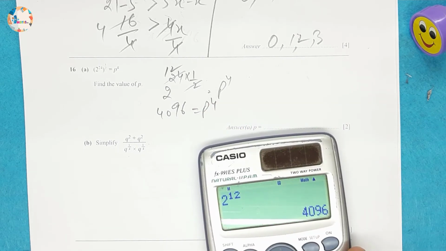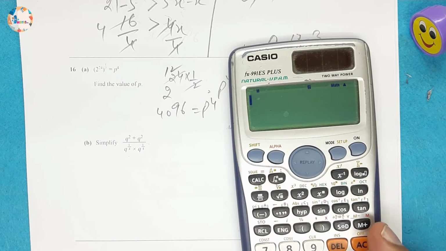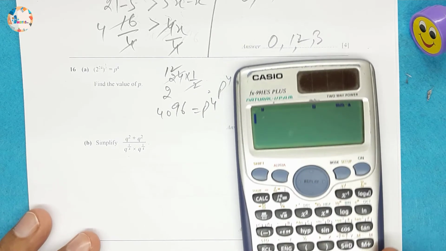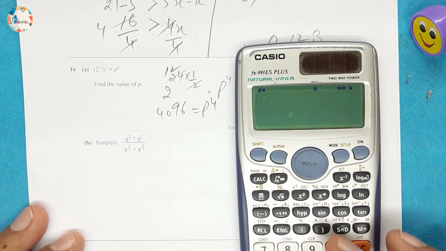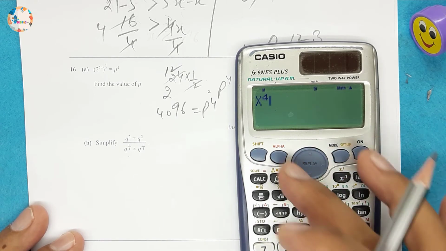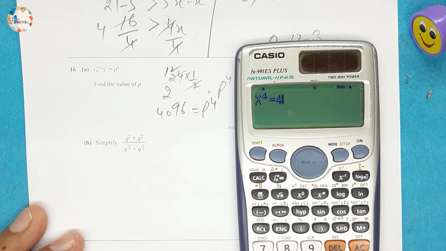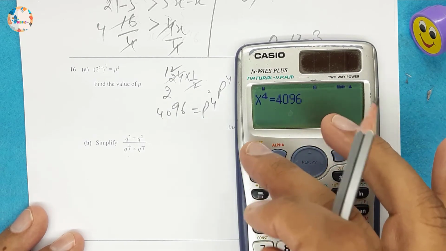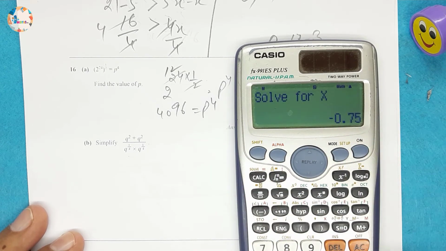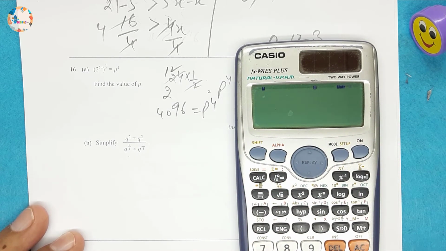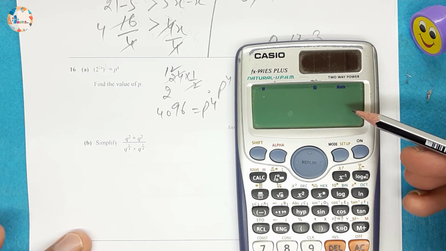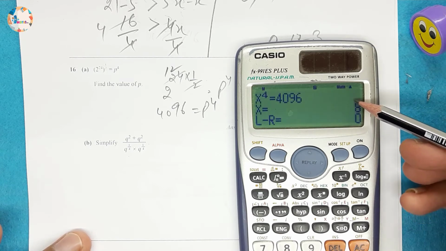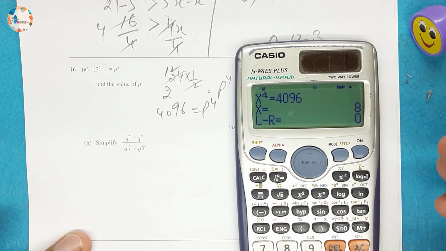So we'll have to write something raised to the power 4, or we can use the calculator also. We will write here x raised to the power 4 is equal to 4096, and now we can press shift and solve for x is equal to 1 and press equal to, and we will have to wait for some time. It will take some time to process the calculation and then it will show the answer, and you can see the x value is 8. So this is our answer, 8.